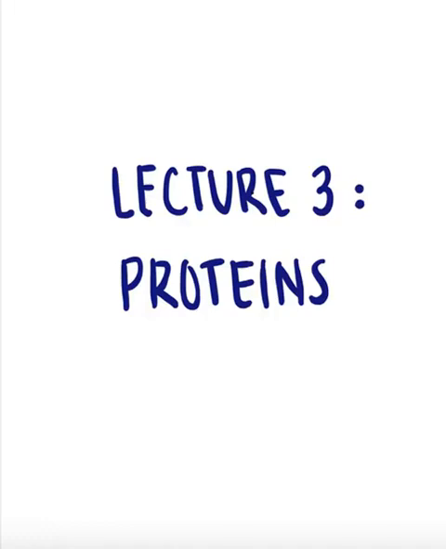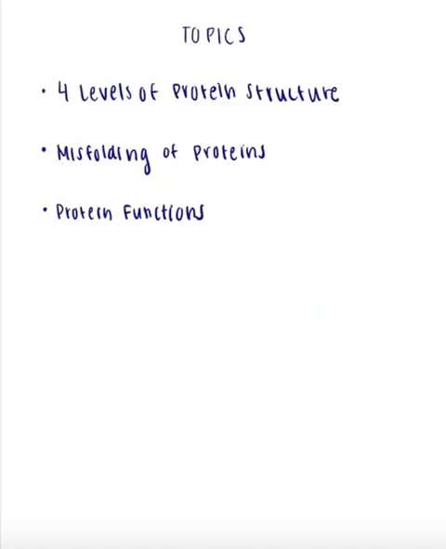Now that we're done talking about amino acids individually, we're going to take a more holistic approach to proteins. So we're going to start by talking about the 4 distinct levels of protein structure and how each of those contributes to the proper folding of a protein. Then we're going to talk about what happens if that doesn't happen and we actually have a misfolded protein, and we're going to end off with some examples of protein function.